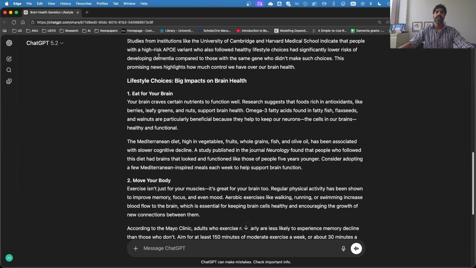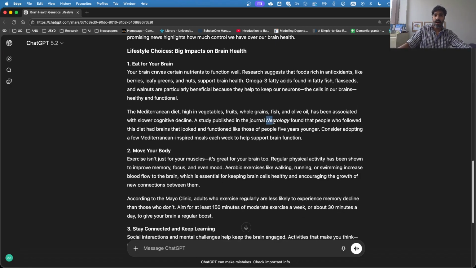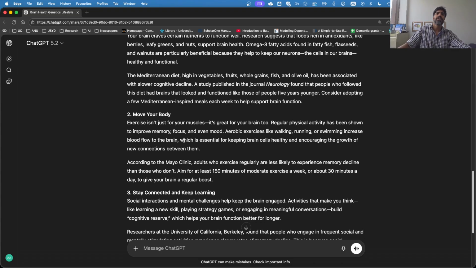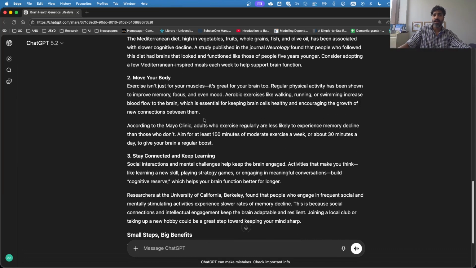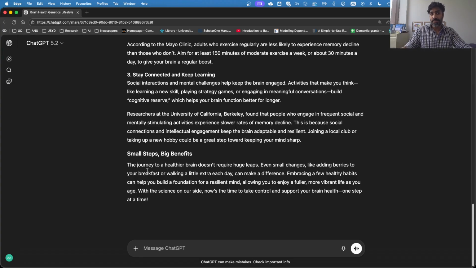Lifestyle factors, including eating for your brain: omega-3 fatty acids, nuts, legumes. The Mediterranean diet is probably the most well-researched diet in terms of brain health, and it references a highly reputable journal, Neurology, in regards to the impact of this on brain health. It explains exercise is a useful way for multiple reasons, and staying connected and keeping learning, and small steps, big benefits. Accruing small changes over time makes a big impact.